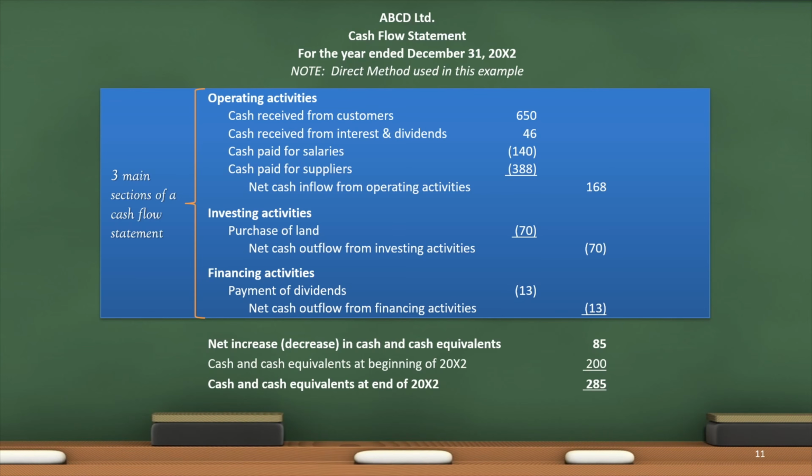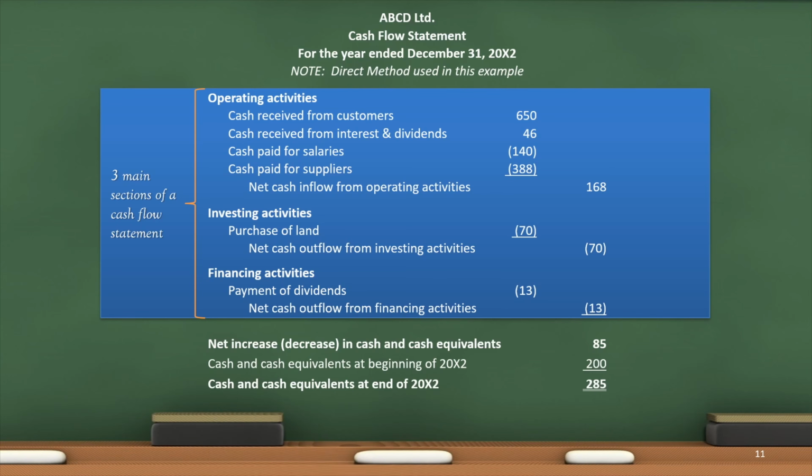The direct method is a little easier to read when we look at the operating activities section. For example, how much cash was received from customers? Well, it says right there, 650,000. It's a lot easier to read, but many companies find this harder to prepare, and some companies would say it provides a little too much information to the public and, along with the public, their competitors. So most corporations will use the indirect method, which we'll get to in a minute.